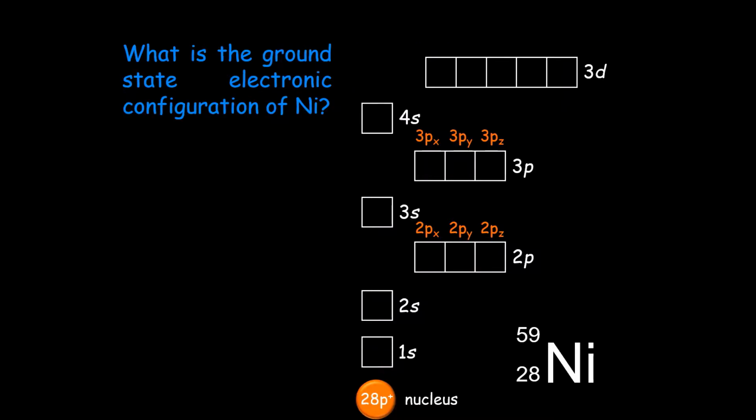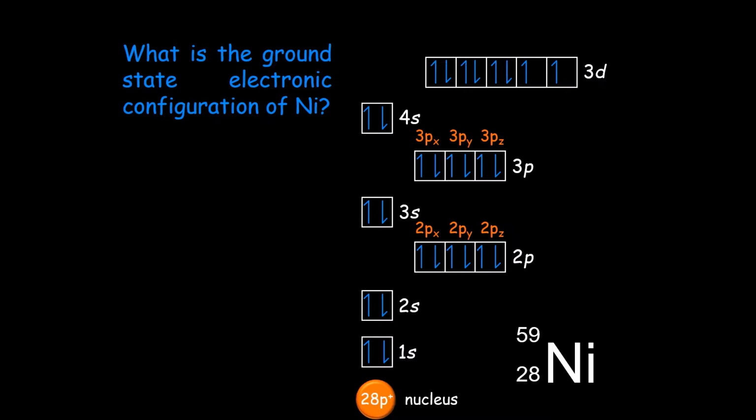Now for nickel, which has 28 electrons, remember the 4s fills before the 3d because the 4s is lower in energy than the 3d when they are empty. So, 2 electrons in the 1s, 2 electrons in the 2s, 2p single, single, single, pair, pair, pair. 2 electrons in the 3s, 3p single, single, single, pair, pair, pair. 2 electrons in the 4s. Now we have 8 more electrons to go. So it's 1, 2, 3, 4, 5, 6, 7, 8. Now that is the filling up configuration.